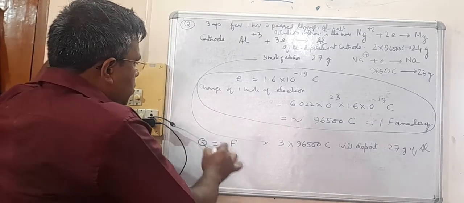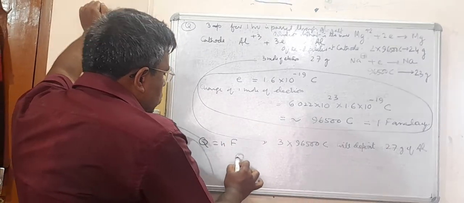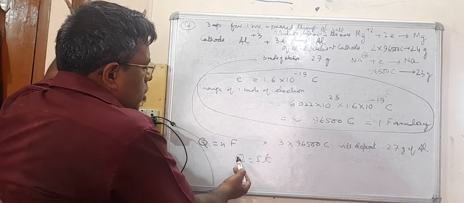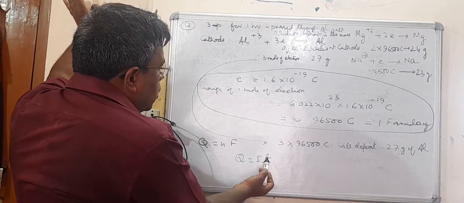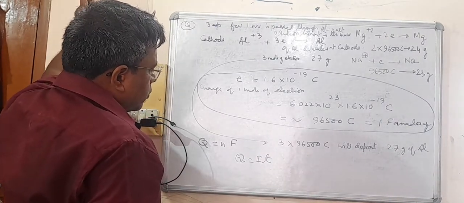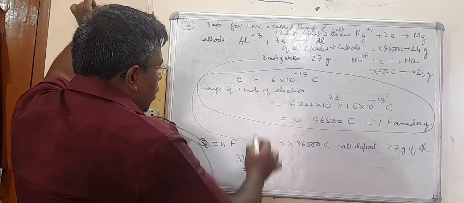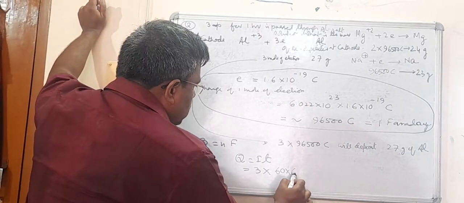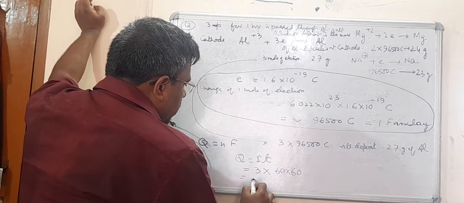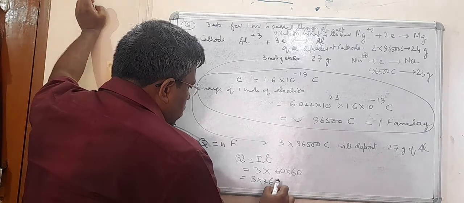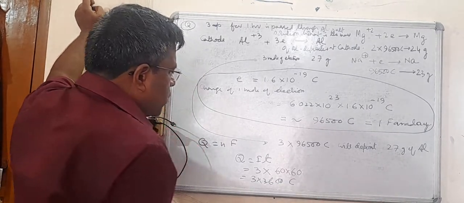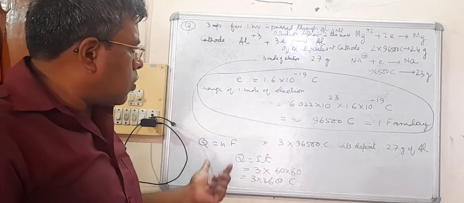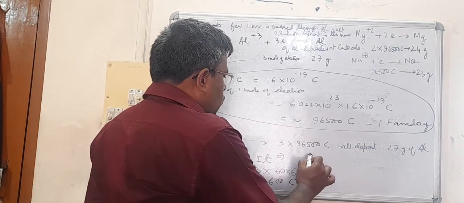Okay, now the relation Q equal to nF is not required here. What I was trying to write is Q equal to I t. This you must be knowing. Q is charge, I is current in ampere, and t is time in second. So how much charge we have is 3 into 1 hour in second, which is 60 into 60. So 3 into 3600 coulomb of charge we are having in this case.